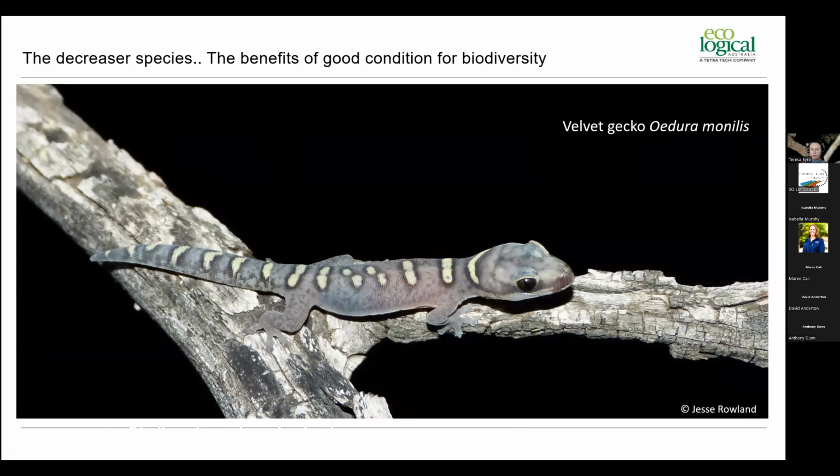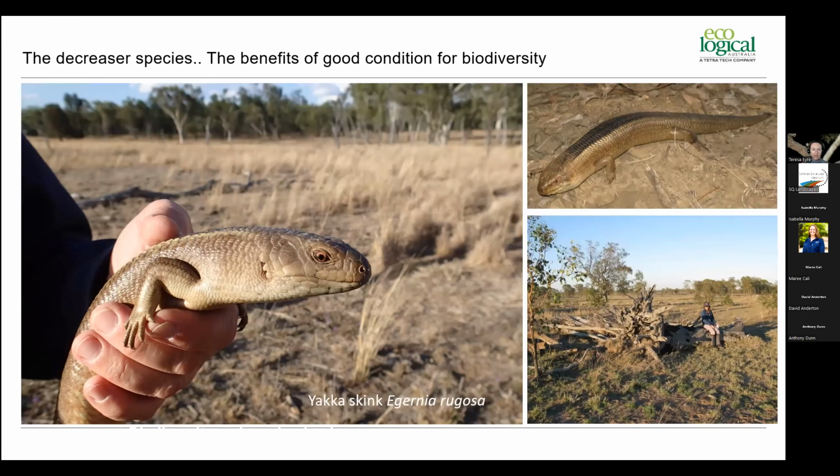Our tree geckos, such as the velvet gecko here, are obviously very reliant on shrubs and trees because they're an arboreal species. The Yucca Skink. Now, the Yucca Skink's really interesting, and down here, I'm sitting on this massive tree, which was the home to a colony of Yucca Skinks, and I think a colony of another species of gecko as well, plus a whole bunch of other animals that we found.